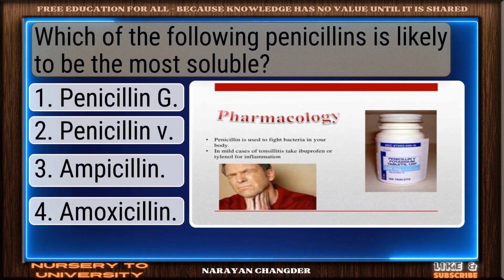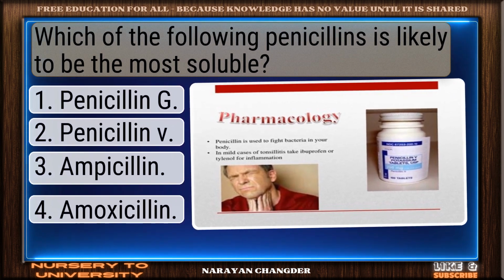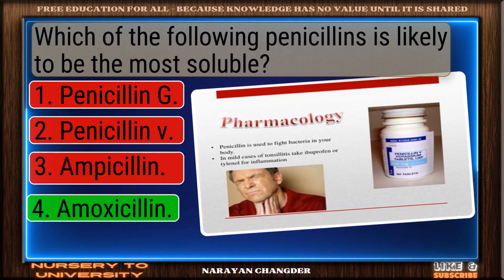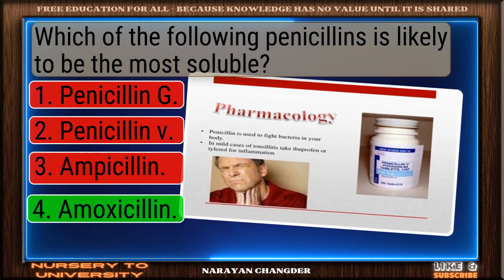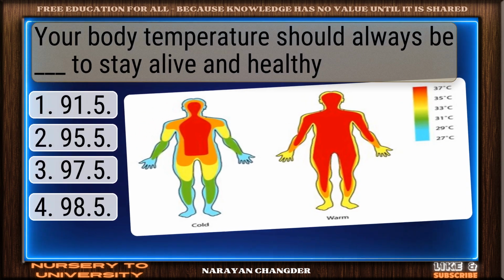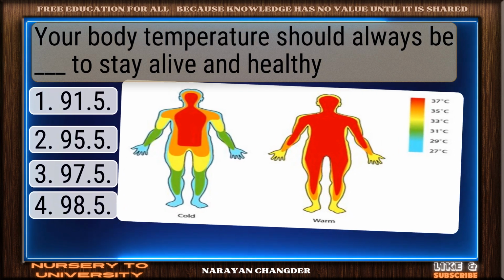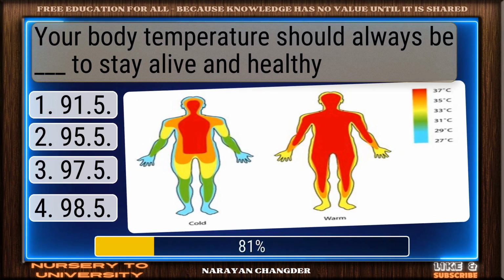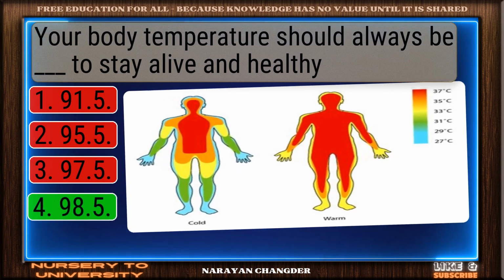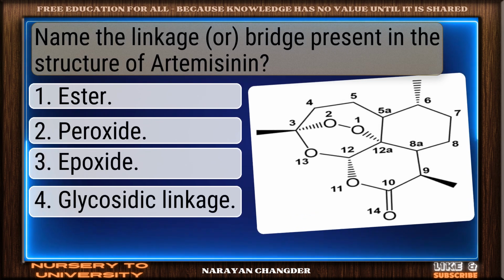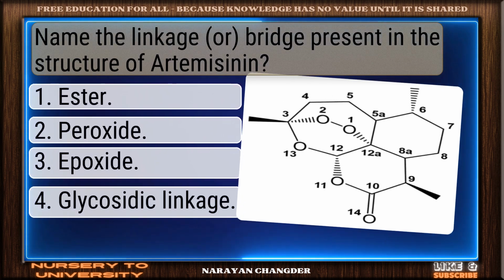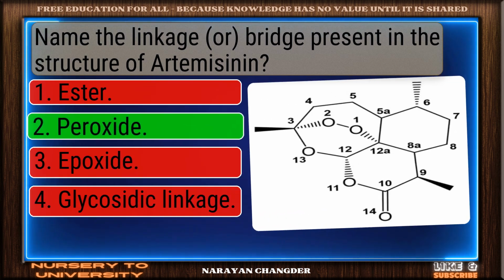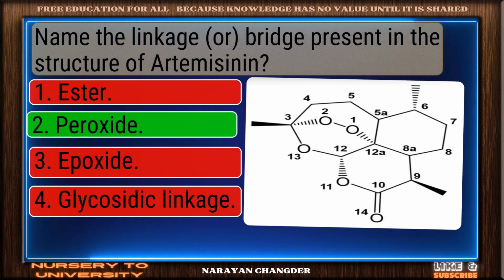Which of the following penicillins is likely to be the most soluble? Nice selection. Amoxicillin is the correct and valid answer. Your body temperature should always be dash to stay alive and healthy. Great job. 98.5 is the accurate answer. Name the linkage bridge present in the structure of artemisinin. Exactly. Peroxide makes sense, and it is right choice.